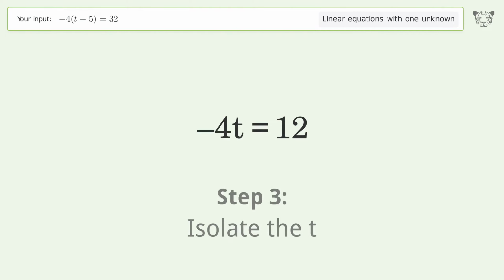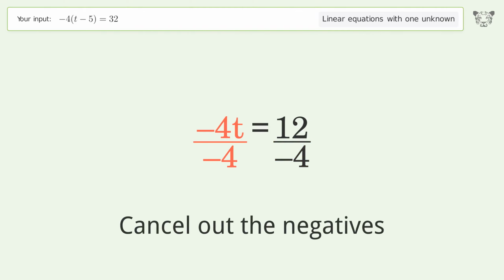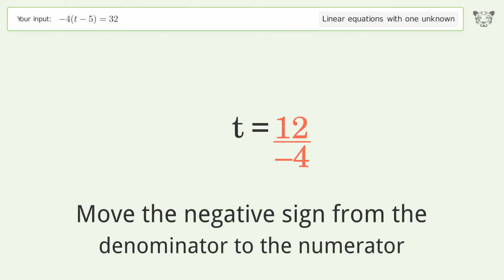Isolate the t. Divide both sides by -4. Cancel out the negatives. Simplify the fraction. Move the negative sign from the denominator to the numerator.